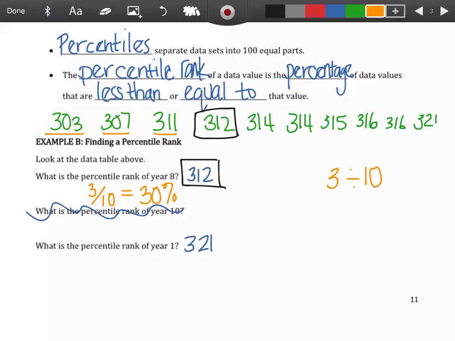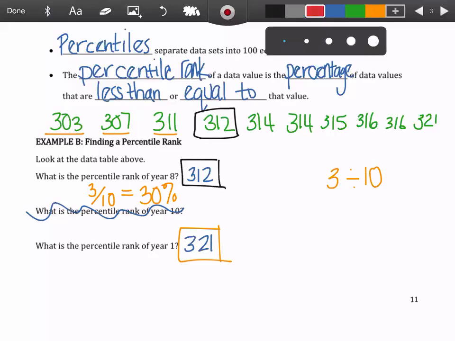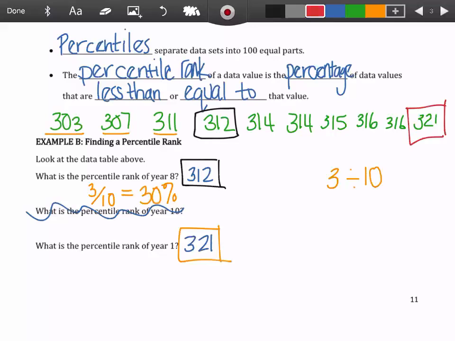So then what is the percentile rank of year 1? If you look back at your table, that is 321 acres. So let's square that in and then count the numbers that are less than 321. So that's 1, 2, 3, 4, 5, 6, 7, 8, 9. So there are 9 amounts of acres less than 321. There are still 10 years, so we're going to have 9 over 10, which if you divide that, you'll get 90%. So which means that in year 1, they did 90% better than the other years as far as harvesting crops.